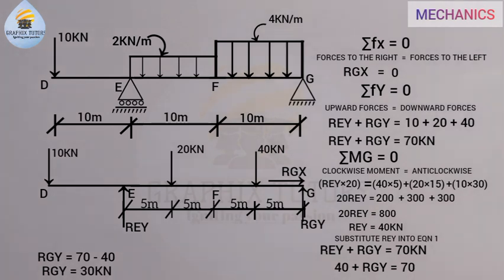So that is the reaction of the support. The reaction of the support at point E is REY, and that is 40 kilonewton. The reaction of the support at point G is RGY, and that is 30 kilonewton. And that is our answer there.